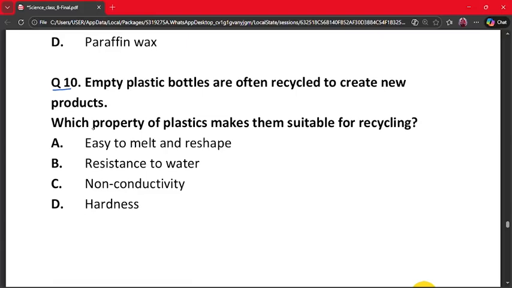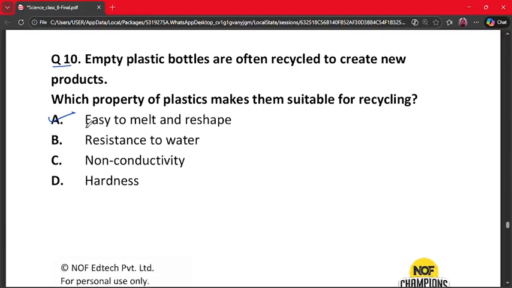Which property of plastics makes them suitable for recycling? A. Easy to melt and reshape. B. Resistance to water. C. Non-conductivity. And D. Hardness. The correct answer is easy to melt and reshape, because plastic can be melted and reshaped easily. So this property allows them to be recycled into new products. Hence option A is the correct answer.